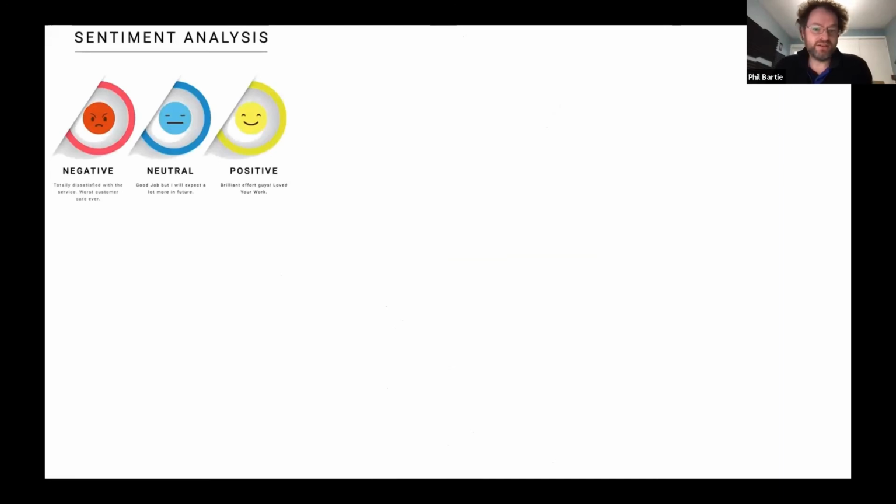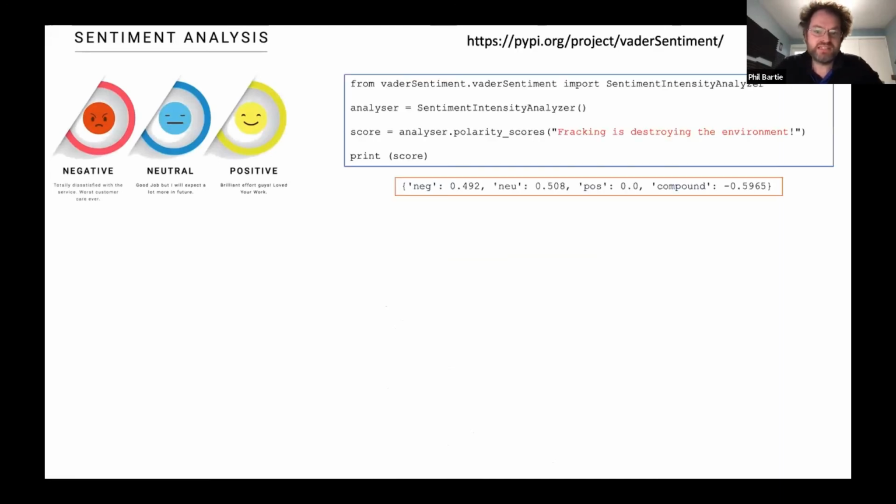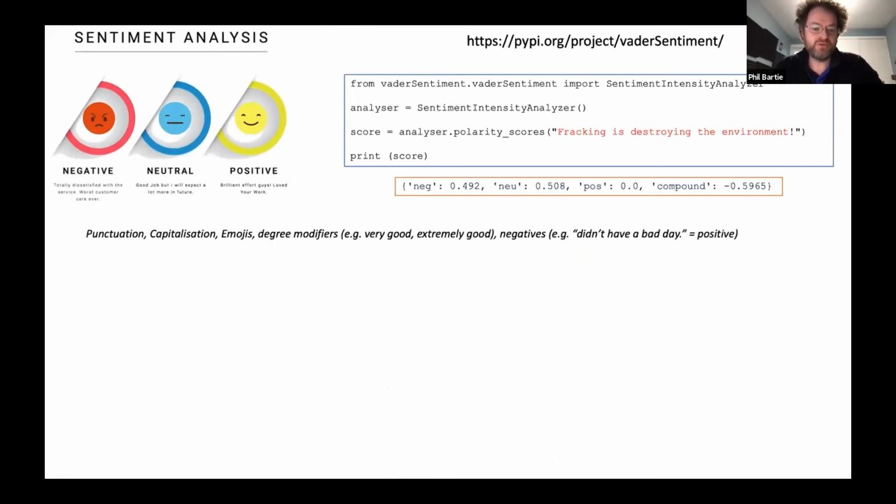So sentiment analysis, which I had a look at, is actually really easy to do with VADER sentiment, which has been trained on Twitter data. So it understands things like punctuation, capitalization, emojis, and all that kind of thing. It also takes into account degree modifiers such as very good or extremely good, and negatives like "didn't have a bad day" is considered positive by it. So it does really well with that.